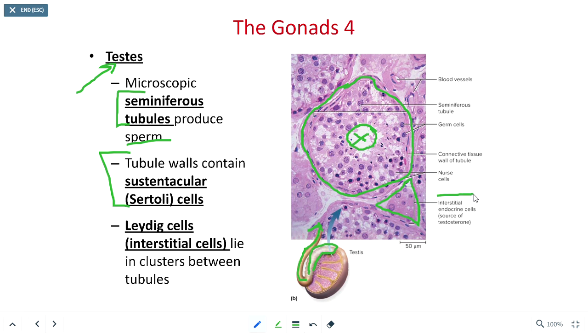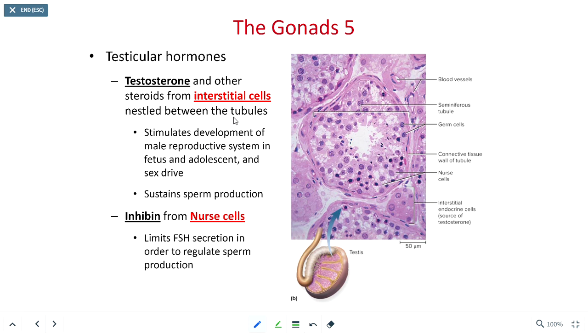It's also worth mentioning that there are some interstitial cells in between seminiferous tubules. These globs of cells, these interstitial cells, are also known as Leydig cells, and these are the cells that are responsible for producing testosterone. So, yes, testosterone is made by the interstitial cells nestled in between our seminiferous tubules.